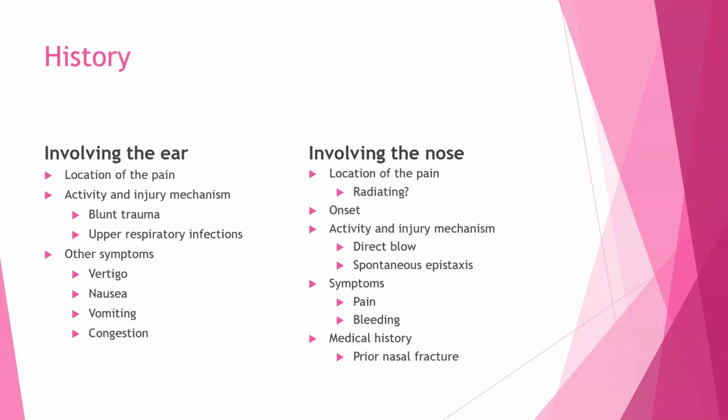Other signs and symptoms: vertigo, where it feels like the room is spinning, nauseous, vomiting, or congestion. So all of those can and do occur in the ear. The ear helps us with our equilibrium and balance, a little bit of proprioception also. When we're talking about the nose, was the bloody nose caused by a direct blow, or was it spontaneous? Maybe it's because of weather. When the weather changes and the inside of the nares gets really dry, it could lead to spontaneous epistaxis.